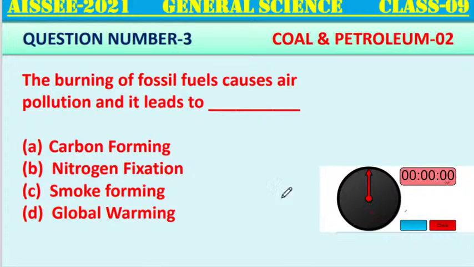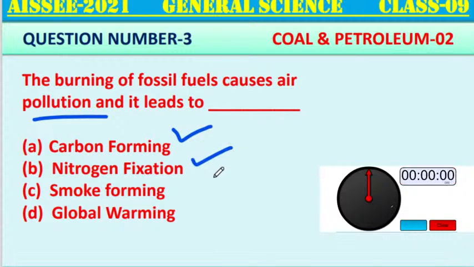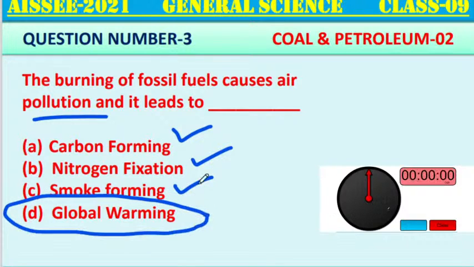Yes, time is finished. It's time to give the answer. The burning of fossil fuels causes air pollution, carbon dioxide, and it leads to what? Carbon forming, no. Nitrogen fixation, no. Smoke forming, yes, it forms smoke, but it's not the main problem. The main problem is global warming.